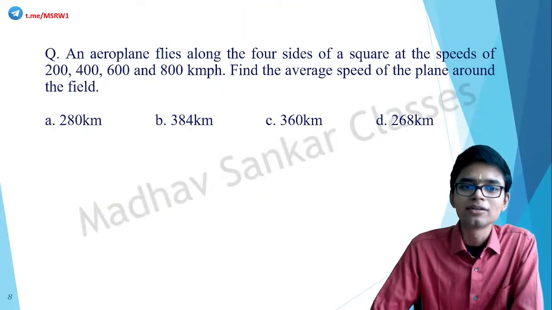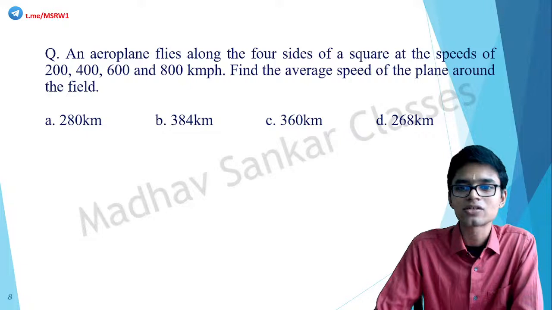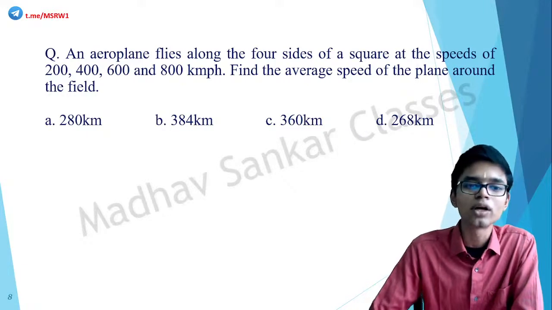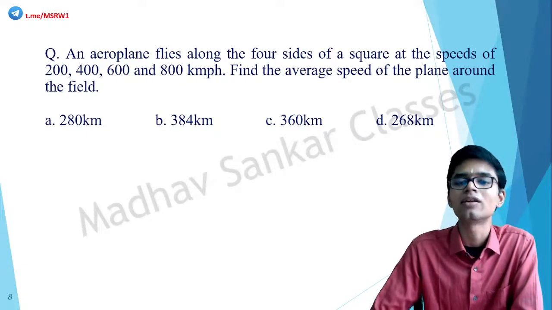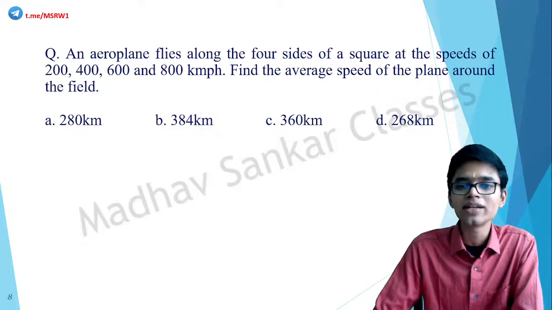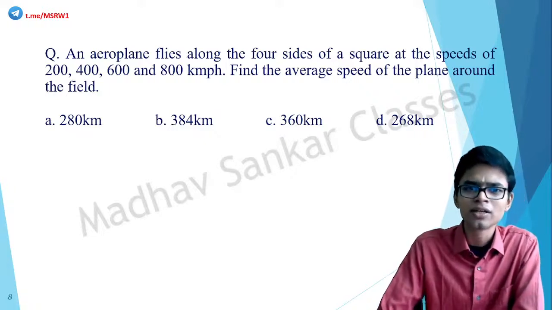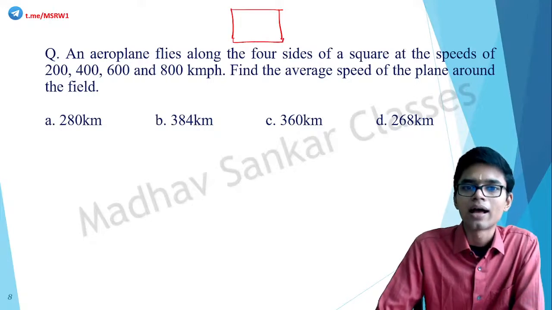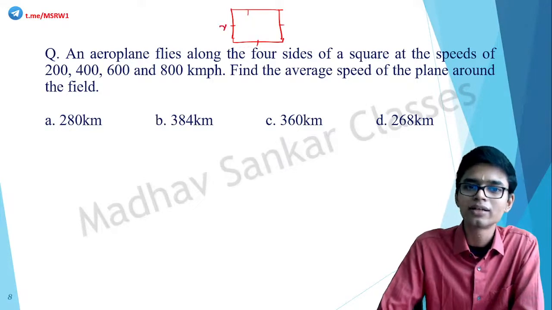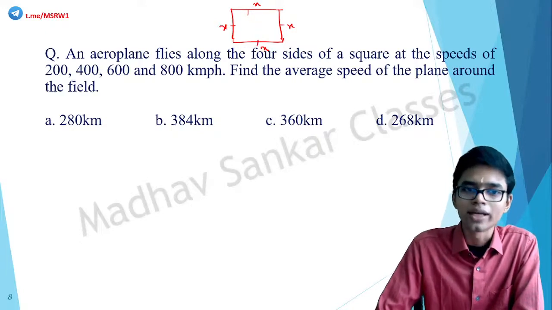An aeroplane flies along the four sides of a square at the speeds of 200, 400, 600 and 800 kilometers per hour. Find the average speed of the plane around the field. A very direct question. So there is a square field. Okay. So square field means all sides will be of equal length. Correct? So let that be x. Okay. And this plane actually goes around this field in different speeds.